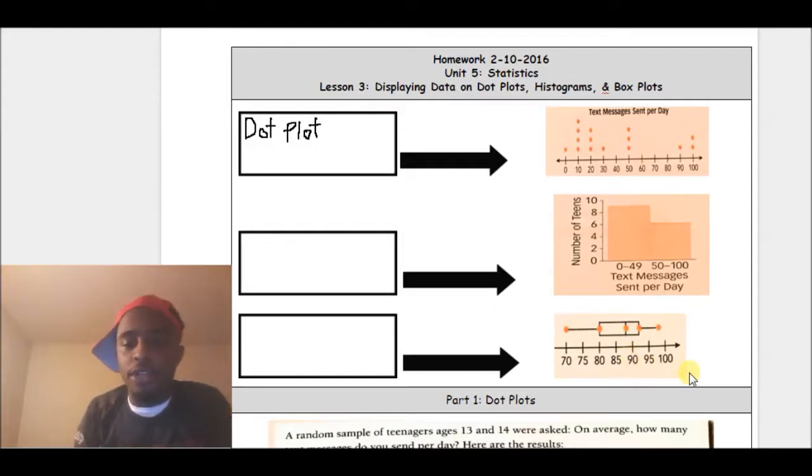The last graph we're going to look at is called a box plot. A box plot is a graph that helps us show the spread of the data, or the variation of the data. But you can just write box plot in there, and we'll talk about it more later in the video.